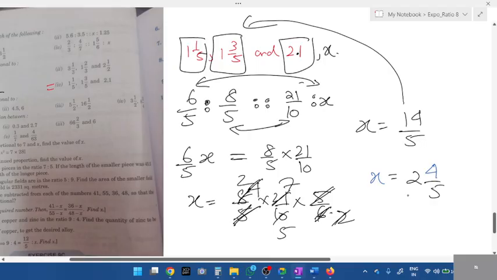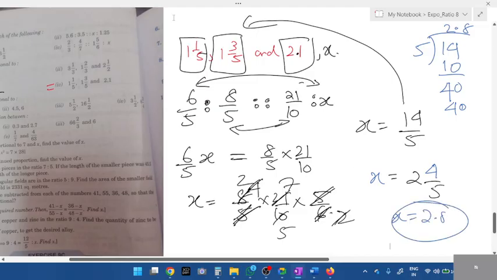Decimal. Okay, fine. Convert into decimal. 5 twos are 10, remainder 4, 0. How many times does 5 go? 5 eights are? The answer is 2.8. You can write it in mixed fraction or decimal, you'll get marks.